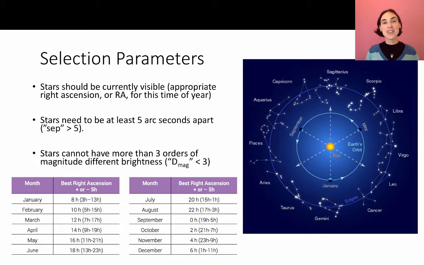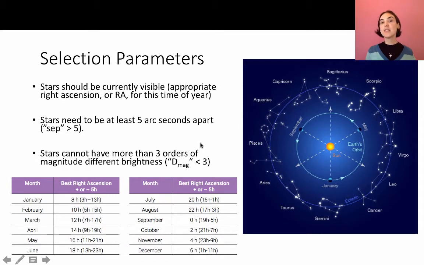We need to make sure that any stars we choose are currently visible in the night sky. If it's January, for example, the night sky, the part of the Earth pointing away from the sun, is looking at the constellations Taurus or Gemini or Cancer. And if you're trying to image a double star system in Sagittarius, you're going to be out of luck. The sun is blocking it. So you want to pick a right ascension within plus or minus 5 hours of one of these best right ascensions listed for the time of year when you're making your image request.